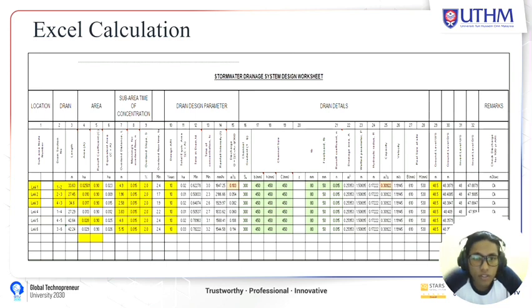For the channel, the gradient is 1 in 300, and the ground level for the project is 48.5 meters. Because the capacity is bigger than the discharge, which is 0.309 for capacity and the discharge is 0.0103, the design is adequate.